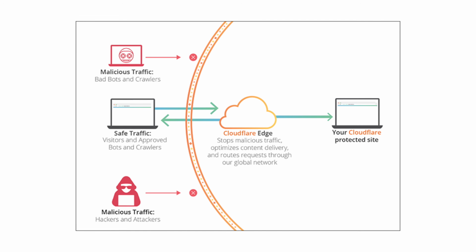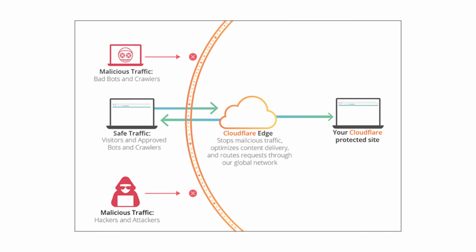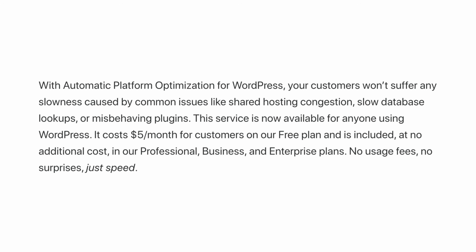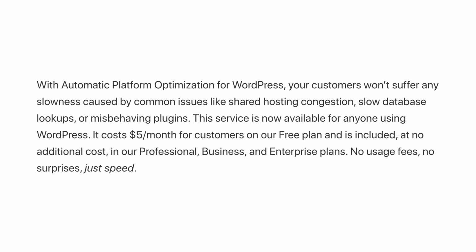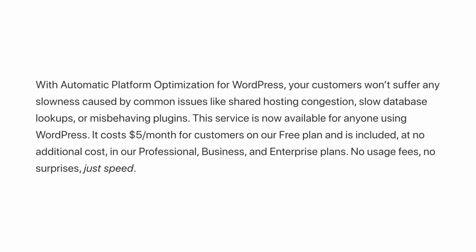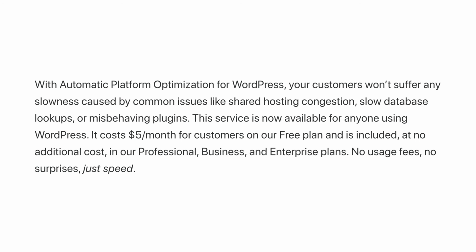Well, it's really a glorified cache. Since Cloudflare is a content delivery network, this means they cache the little things like the logo on your site, font files, and CSS files, and they store them on all of their servers around the world. Cloudflare says with APO for WordPress, your customers won't suffer any slowness caused by common issues like shared hosting congestion, slow database lookups, or misbehaving plugins. When someone types in your domain name, it looks at the closest Cloudflare server geographically to them, and it pulls those files that are cached. It gets the logo file from there.